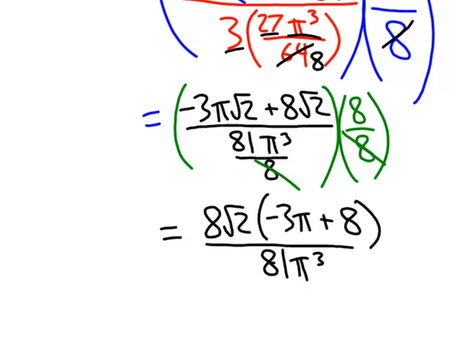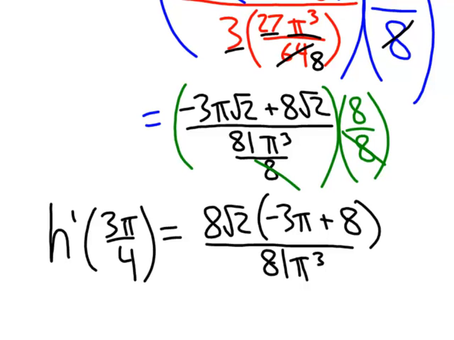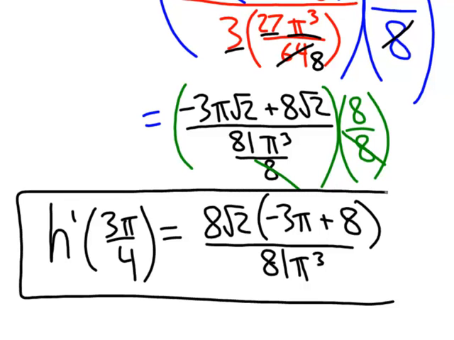All right, and I should point out that that negative 3 pi is going to be more negative than 8 is positive. So we're expecting that this is a negative quantity. Just thought I'd throw that out there. But you know what? I'm going to call it done. That was our h prime of 3 pi over 4. And now the moment of truth. Let's check via calculator and hope that we got it right, because if we didn't, we got some troubleshooting to do.